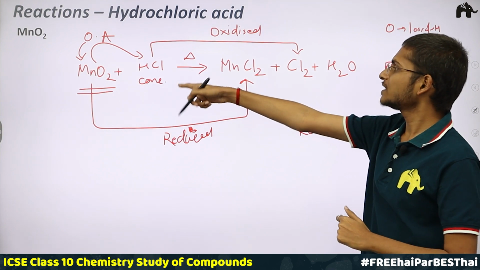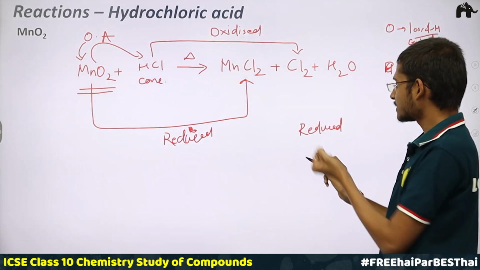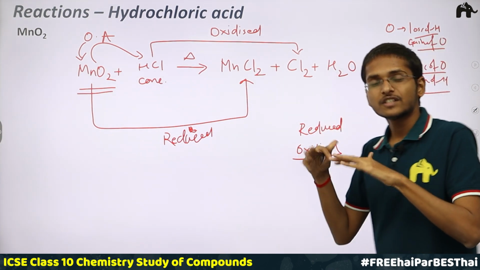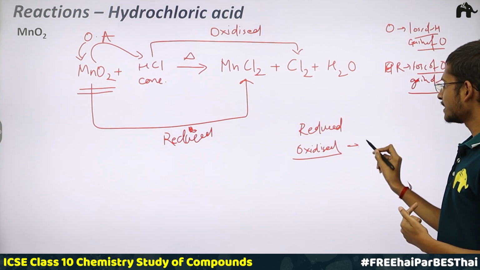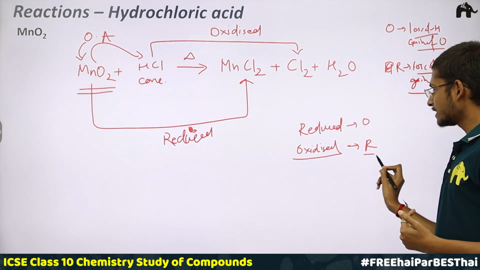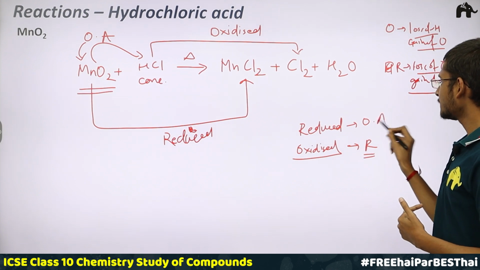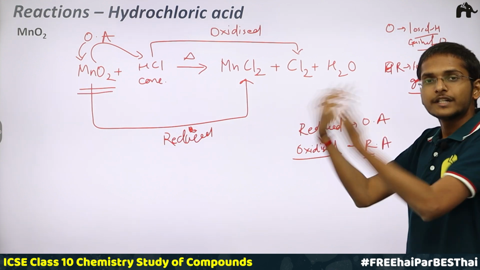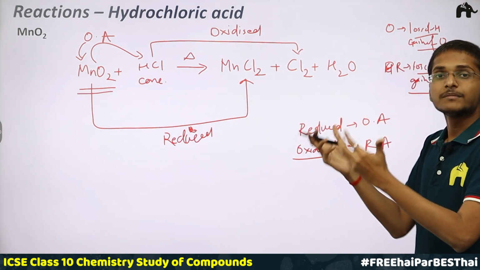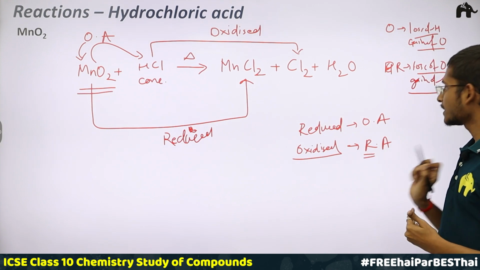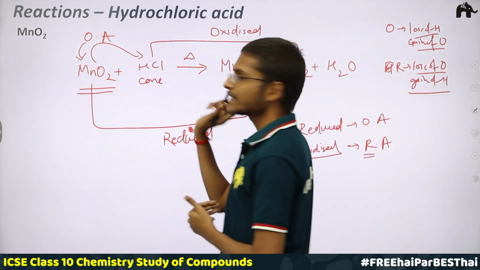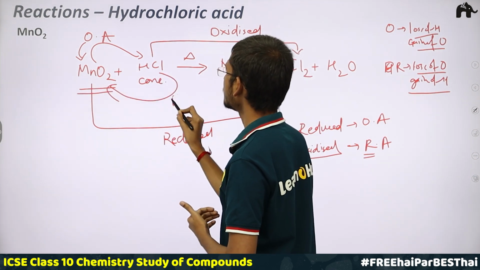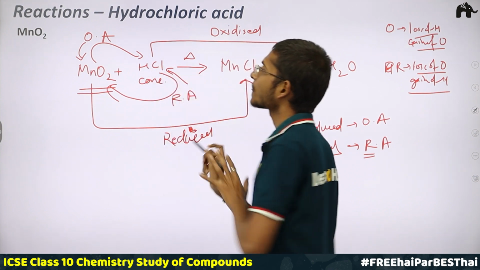Same way, if a species is getting oxidized itself, then it is reducing the other species. Here MnO2 is behaving as an oxidizing agent, and the other will be behaving as a reducing agent. Itself getting oxidized means it reduces the other. If it is reducing the other, it is behaving as a reducing agent. So here HCl is getting oxidized, it is reducing MnO2, and hence it is behaving as a reducing agent.